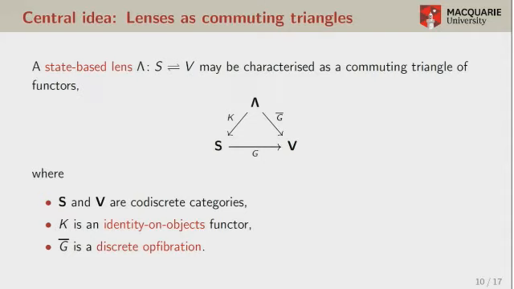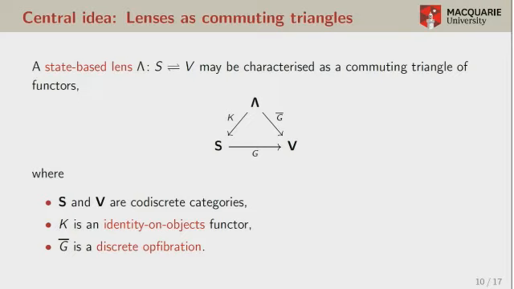So if we apply our get to this arrow here, we get exactly this arrow here. And so what I want to say is that a state-based lens, which is given by these diagrams, may be characterized as a commuting triangle of functors, actually, where S and V are again just our codiscrete categories that come from our sets, our source and our view sets.